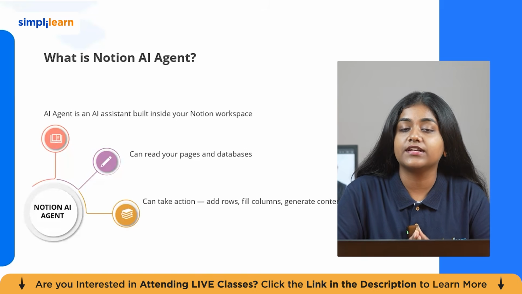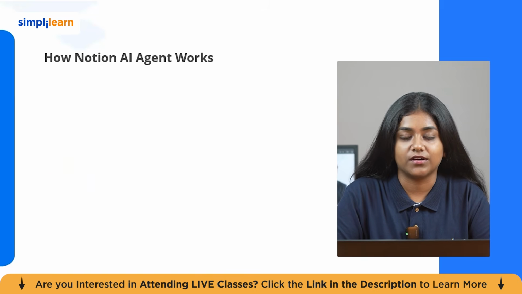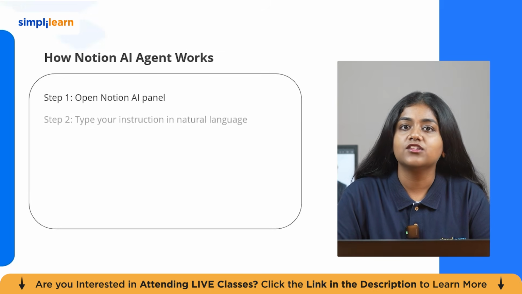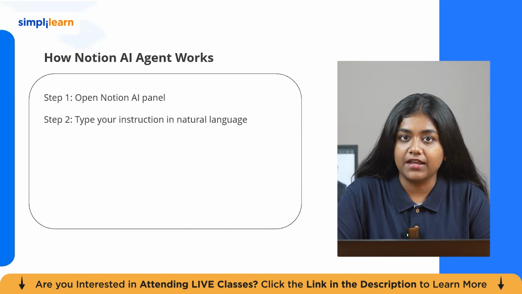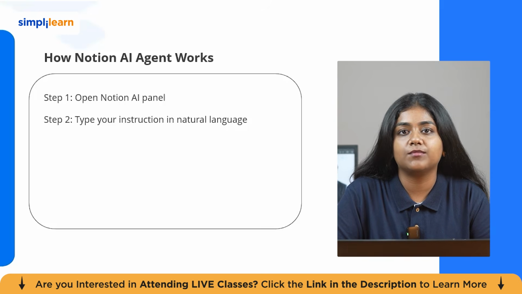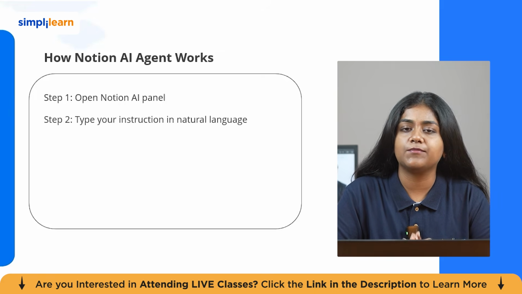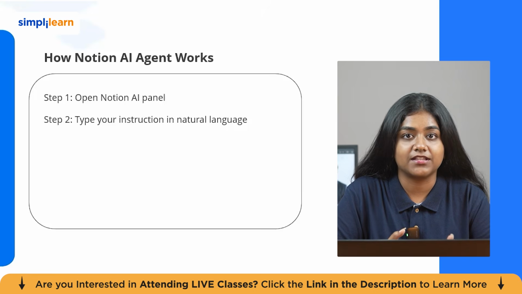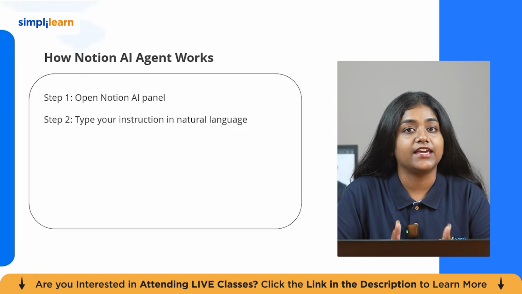So let me walk you through exactly how the Notion AI agent works, because understanding the flow will help you write better instructions. Step 1, you open the Notion AI panel inside your workspace. This is available from any page. Step 2, you type your instructions in plain natural language. No coding and no special commands. Just describe what you want and the AI will do it.